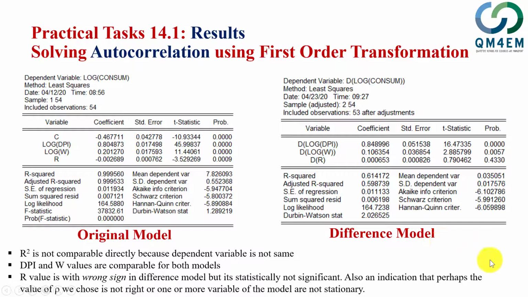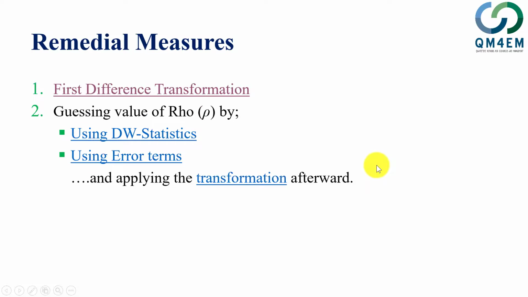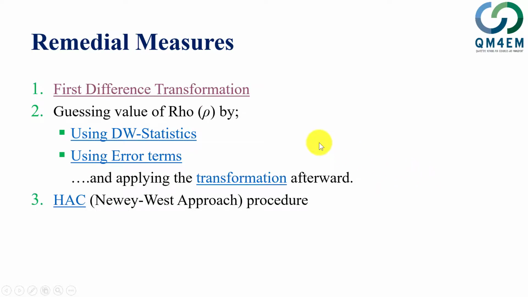Let me go back to the remedial measures. So we were discussing the remedial measures of autocorrelation. We already discussed the first difference transformation. We saw how the first difference transformation transformed the original model to the difference model, and how this difference model then solved the problem of autocorrelation. We applied it in Eviews and we saw it as well. Given the time of the lecture, I think I should stop here for this week. I will cover the remaining remedial measures and the remaining topics of this chapter in the next lecture.